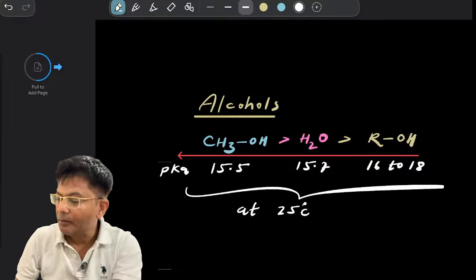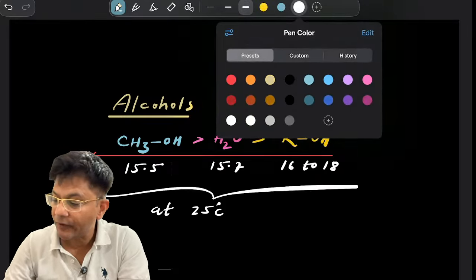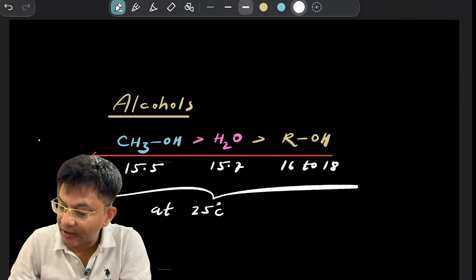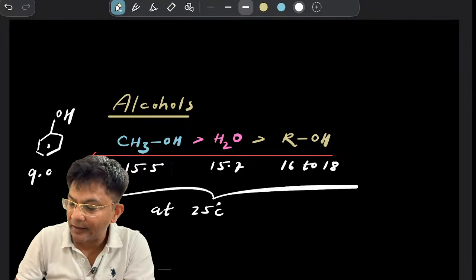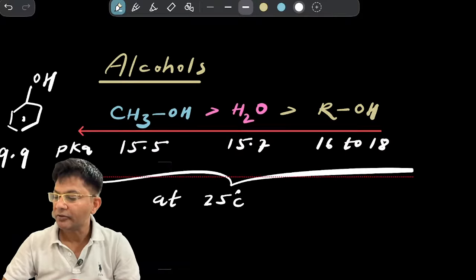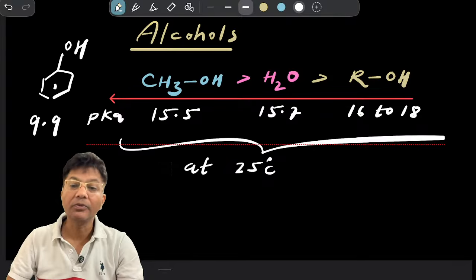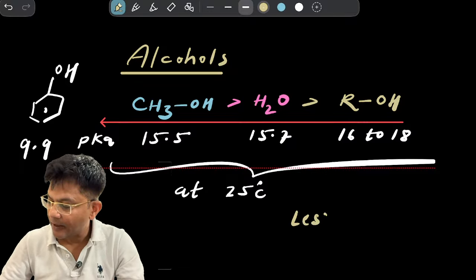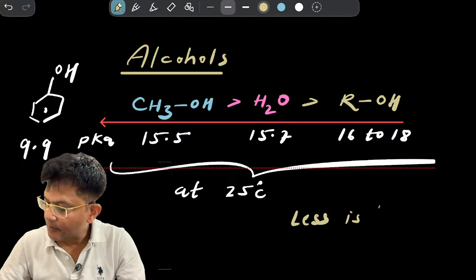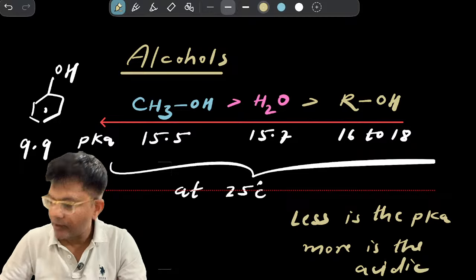Now if I add something more over here, then I would like to see where will you keep phenol? Where will you keep phenol? Then phenol will come over here. That means most acidic is phenol. So I will keep phenol here because its pKa value is 9.9, that is approximately 10. And I hope that this is clear to all of you. Now the question arises: what is this acidic character? So always remember that less is the pKa value, more is the acidic strength. And I hope this is clear to all of you.